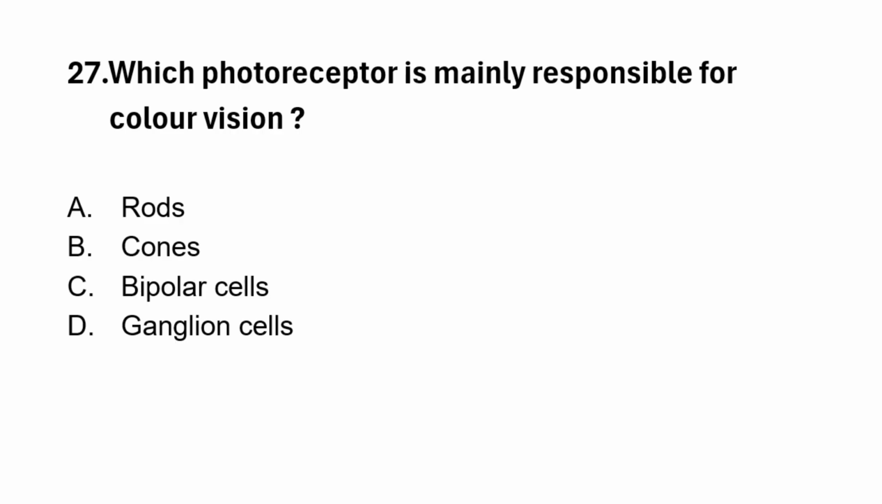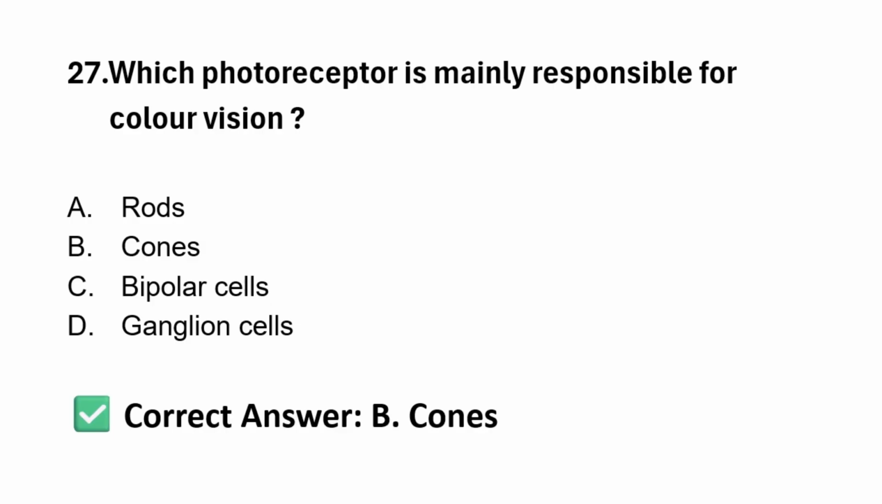So the correct answer is option B cones, because the cones help us to see colors and find details, and they work best in bright light conditions. That's why reading, recognizing faces, and distinguishing colors depend mainly on the cone cells.